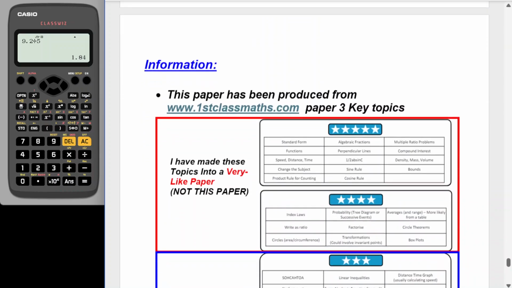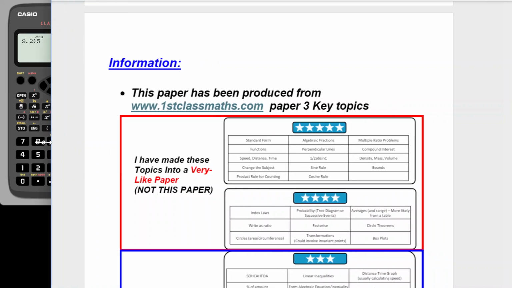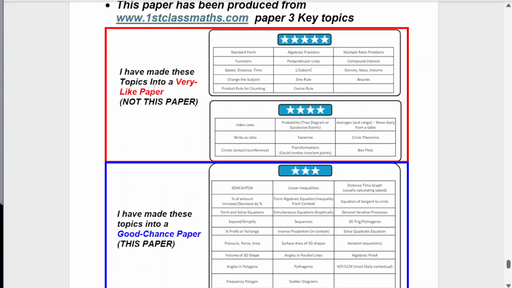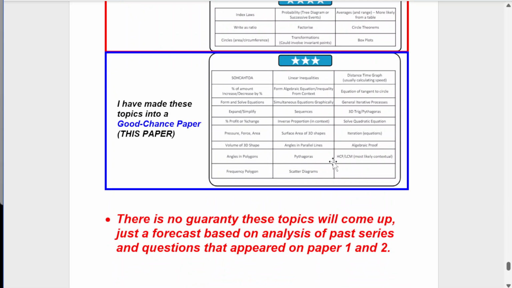Right, so as I mentioned earlier, at the end of the paper, we've got the key topics from First Class Maths. I've already produced a very likely paper. If you haven't watched that, I would definitely give that a look. That's not this paper. This is based around the 5 and the 4 stars. This paper is based around the good chance topics. So these are 3-star likelihood. It's no guarantee that these will come up.